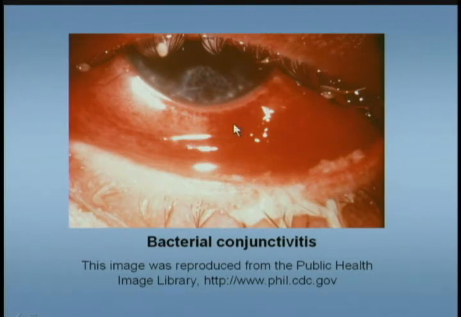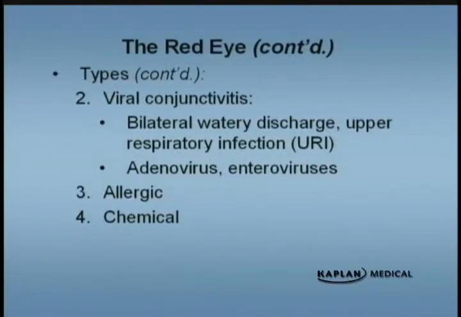Viral conjunctivitis many times is bilateral. Bacterial can become bilateral just because they can seed the other eye when they are rubbing. Viral conjunctivitis tends to be a watery discharge, not as purulent as the bacterial conjunctivitis, and many times is associated with upper respiratory infections. So look for URI symptoms preceding or associated with this eye discharge and some redness, and then you should be thinking it's more of a viral cause.